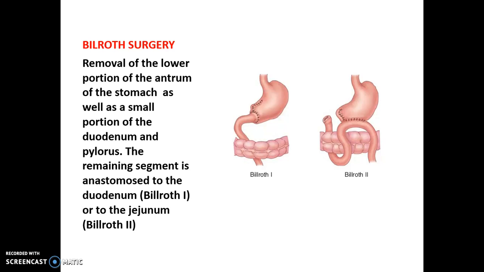So there are two surgeries. This is very important. If you are attaching to the duodenum, it is Billroth 1. If you are attaching to the jejunum, it is Billroth 2.